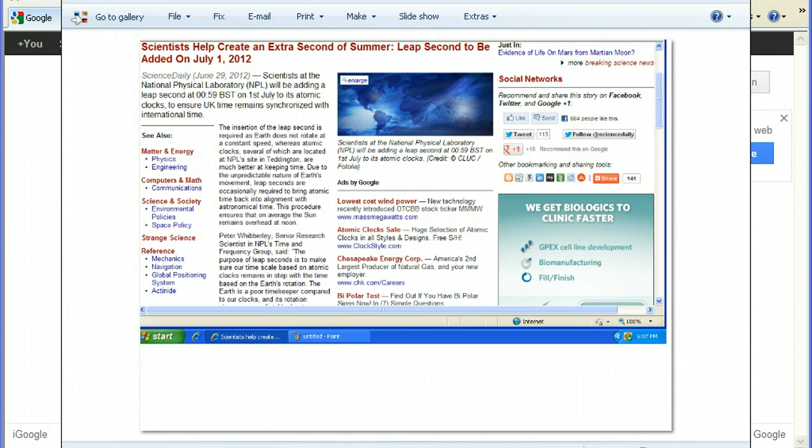And then it goes on to read, putting a second in is required. The Earth does not rotate at constant speed, whereas atomic clocks, several of which are located at the NPL site in Teddington, are much better at keeping time. Leap seconds are sometimes required to bring atomic time back into alignment with astronomical time. This procedure ensures that, on average, the sun remains overhead at noon.